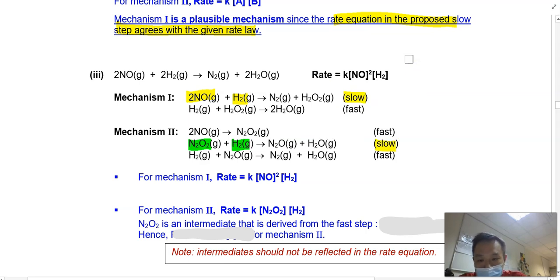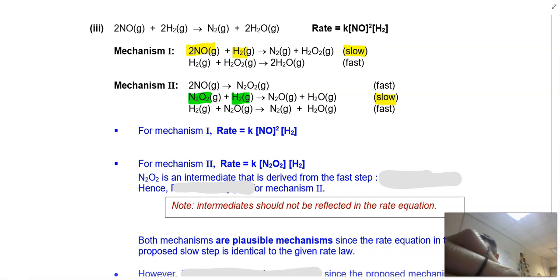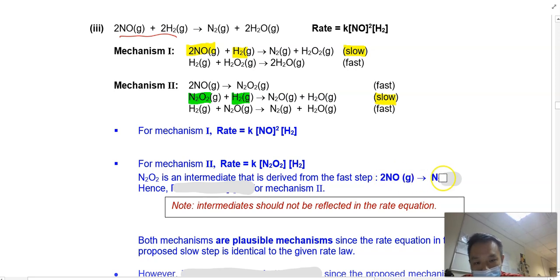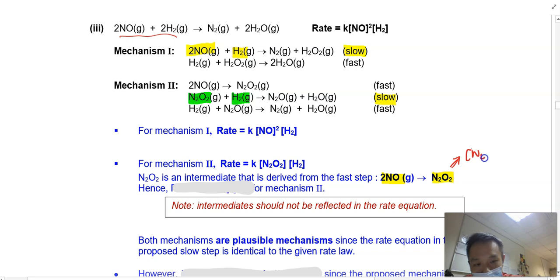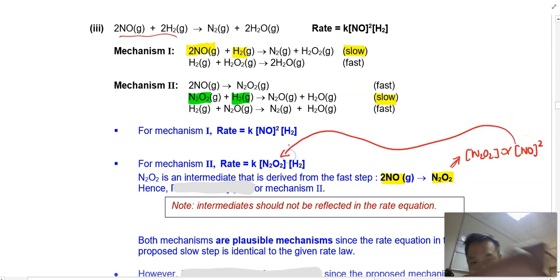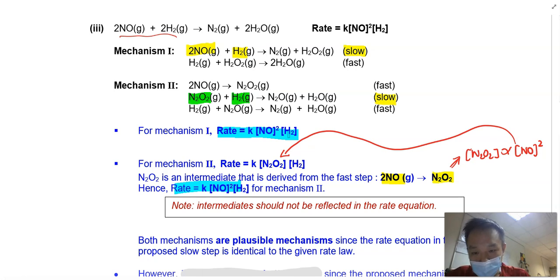We know that N2O2 is an intermediate, because N2O2 does not appear in the reactants. So importantly, we need to find how N2O2 is formed. N2O2 is formed from a preceding fast step from 2NO, which means I can write N2O2 is proportional to [NO] squared. Therefore I can substitute this expression into the rate equation, and I get rate equals k[NO]²[H2] for mechanism 2. In this case, both mechanisms are plausible because both agree with the rate law.